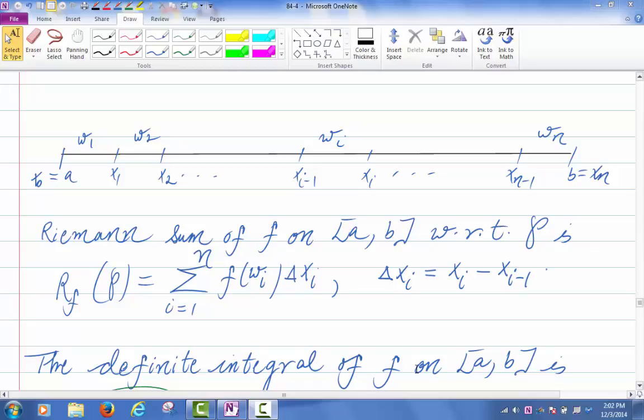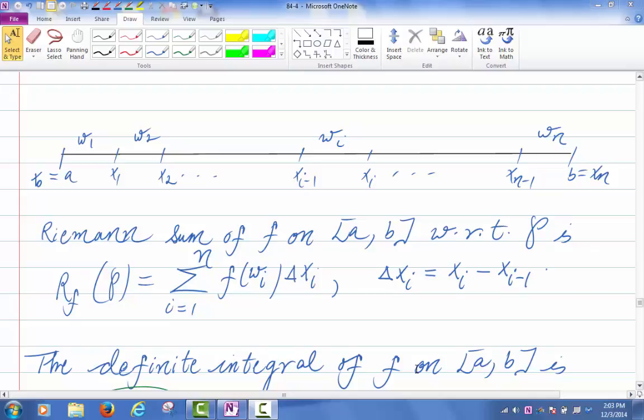Okay, so last time what we did, we defined what we mean by the definite integral of a function on an interval from a to b. So how did we define the definite integral? Well, let's say that you have a function f.